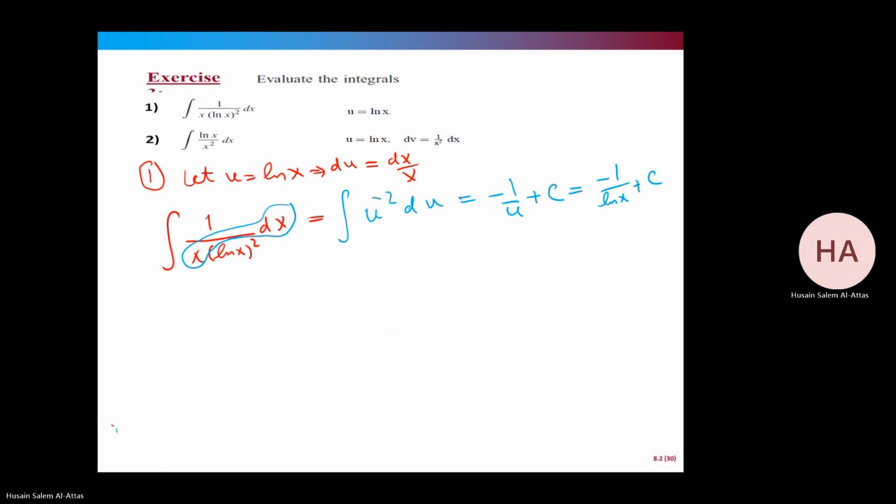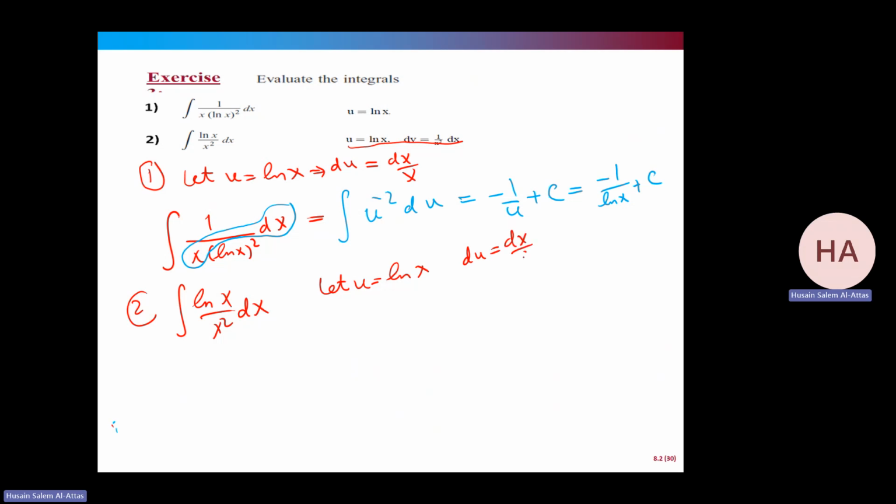2. Integral of ln x over x squared dx. Either you do it this way, or I can do the same. Let u equal ln x, but I need integration by parts in this case. du will be dx over x. So this one, I can rewrite as ln x times 1 over x times dx over x. So this is over x squared. So this is my du. Very clear, this is my du.